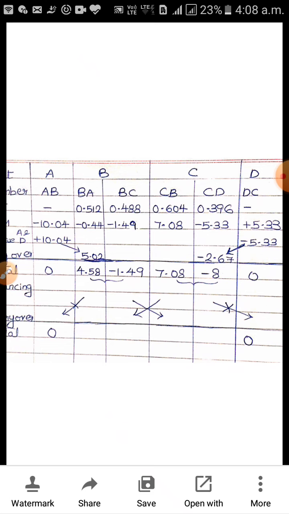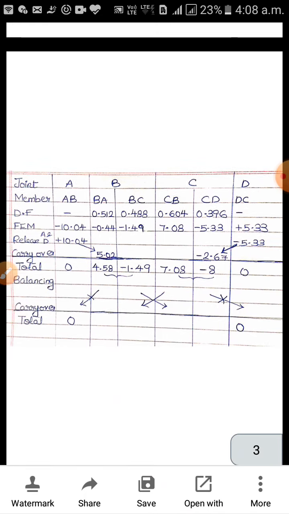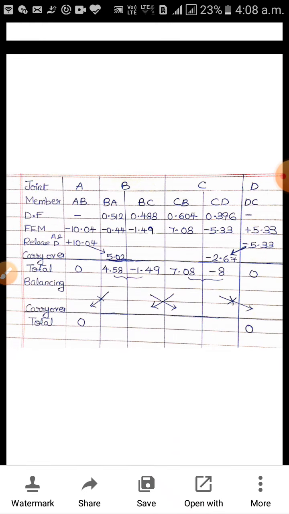Say, what is the member AB? Minus 10.04 should be 0, and plus 5.33 should be 0. That is the very first step. That is the difference between this case and the previous cases. So minus 10.04, how to make it 0?